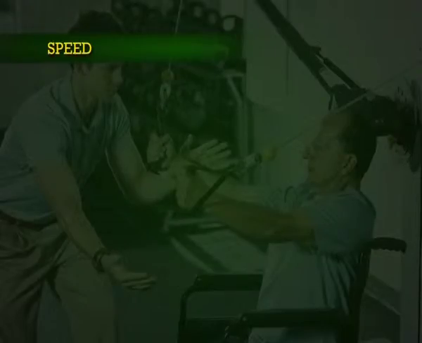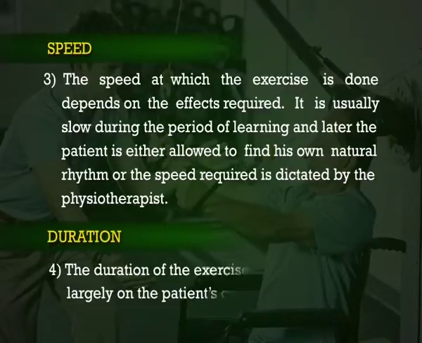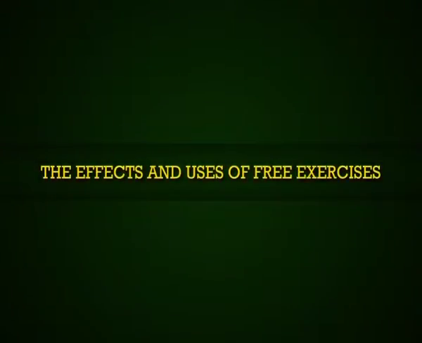And the third one is the speed. The speed at which the exercise is done depends on the effects required. It is usually slow during the period of learning and later the patient is either allowed to find his own natural rhythm or the speed required is dictated by the physiotherapist. The fourth one is the duration. The duration of the exercise depends very largely on the patient's capacity. So here comes the next topic, the effects and uses of free exercises.